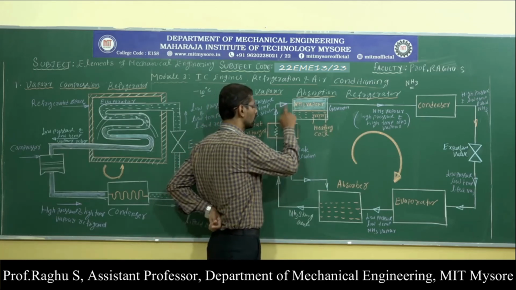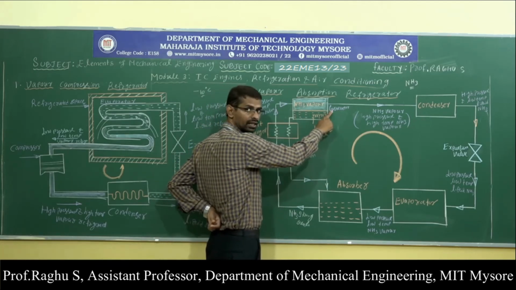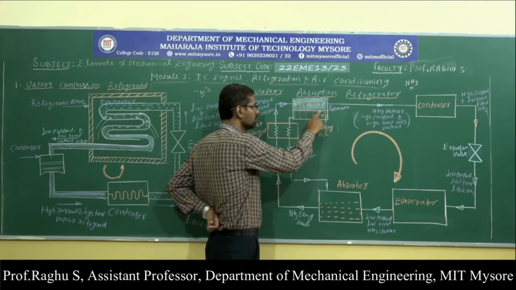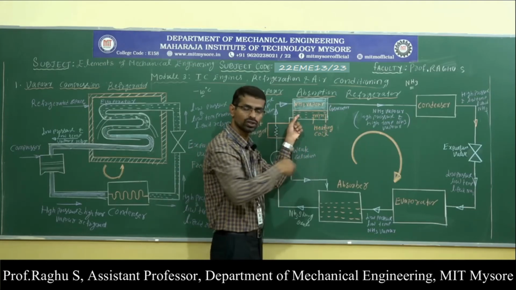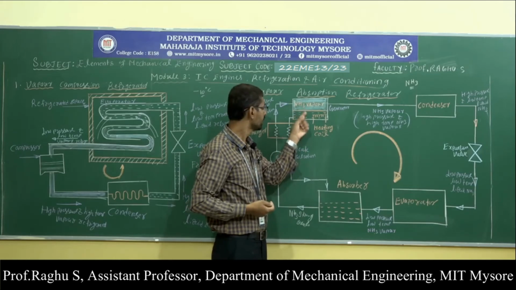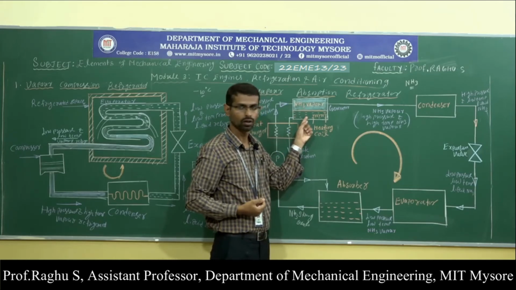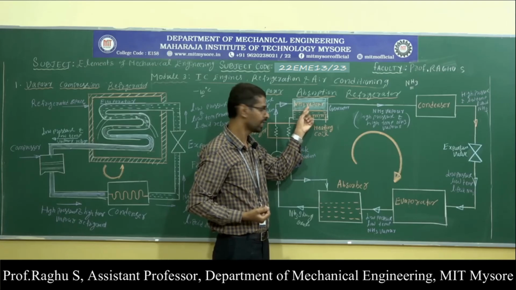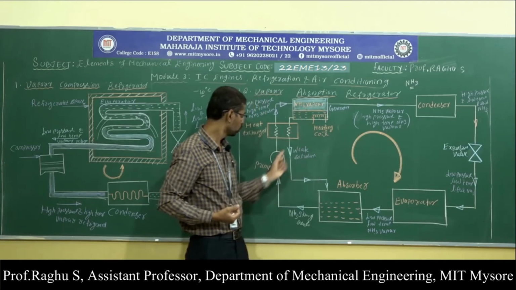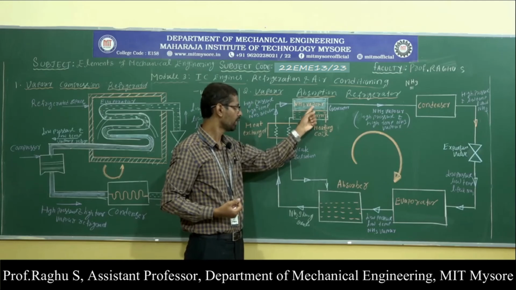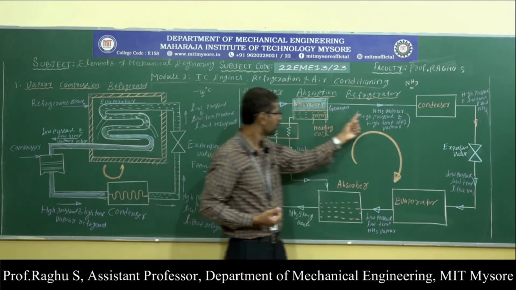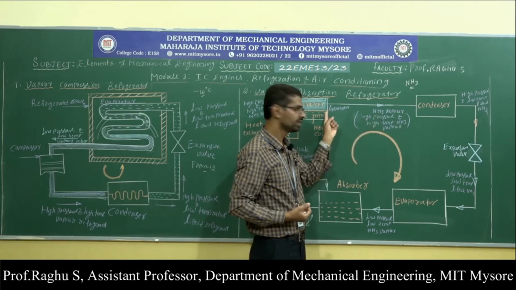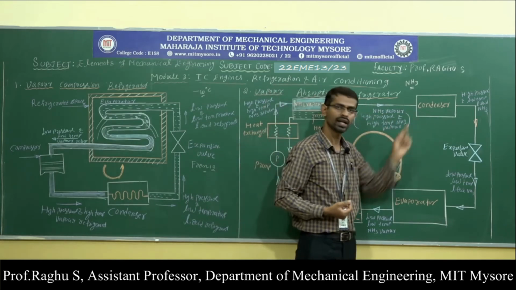Now this strong ammonia solution enters into the vapor generator. This vapor generator consists of a heating coil. When this strong ammonia solution is heated, the ammonia vapor gets separated from the solution. Now here we have ammonia vapor. The high pressure comes from the pump, and the high temperature because of heating. Now the high temperature ammonia vapor generated in the vapor generator enters into the condenser.